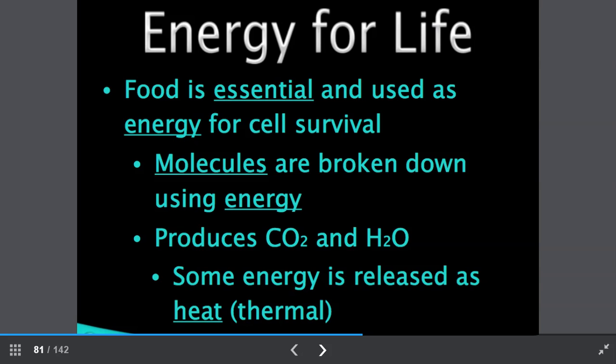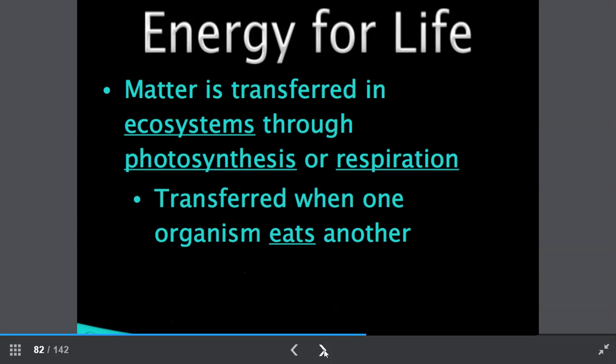Think about the energy pyramid that we talked about in our ecosystems or ecology unit. Remember, the higher up you go in the pyramid, the more the organism has to consume due to energy being released as heat. Matter is transferred in ecosystems through photosynthesis or respiration. It is transferred when one organism eats or consumes another.